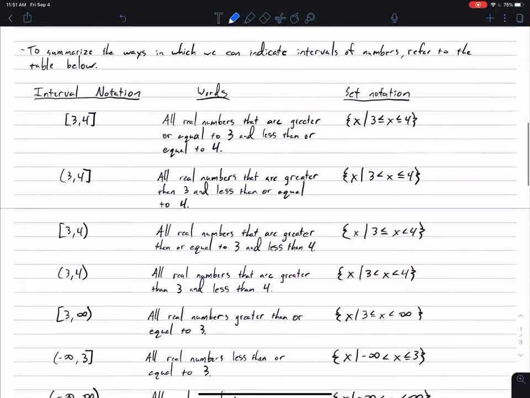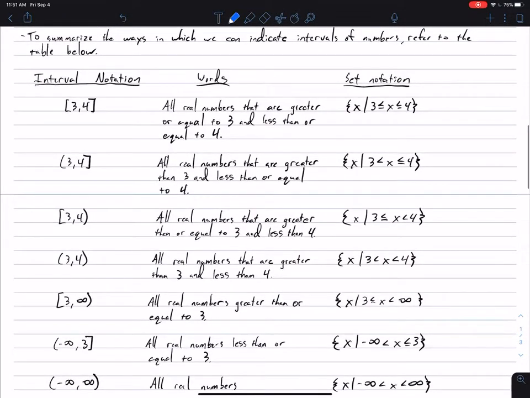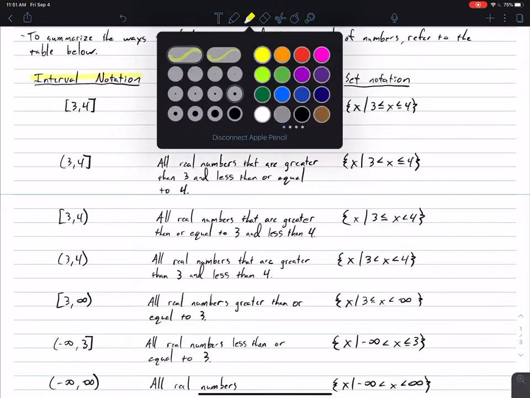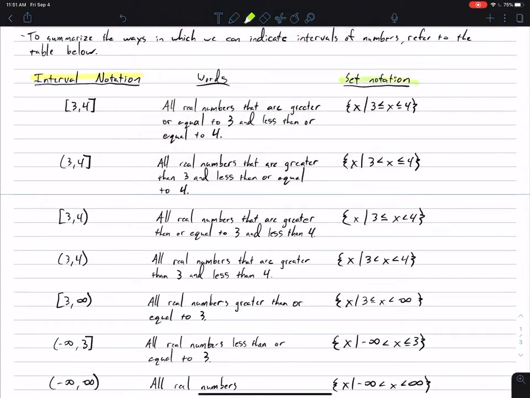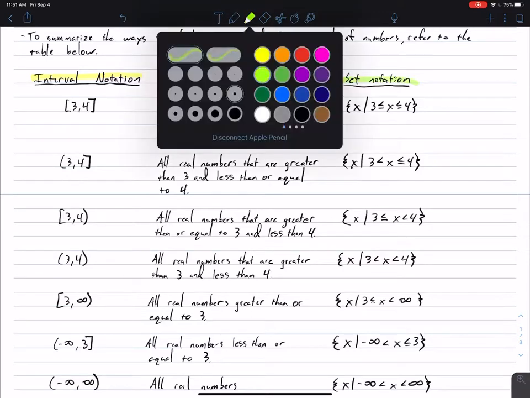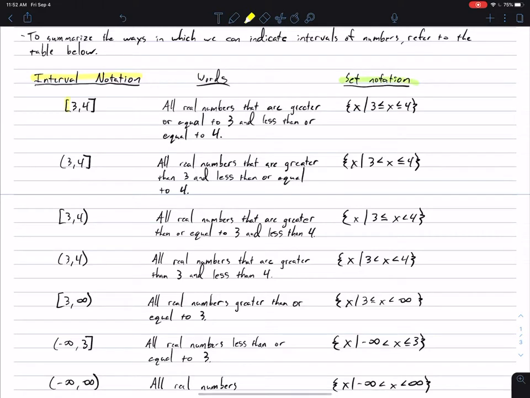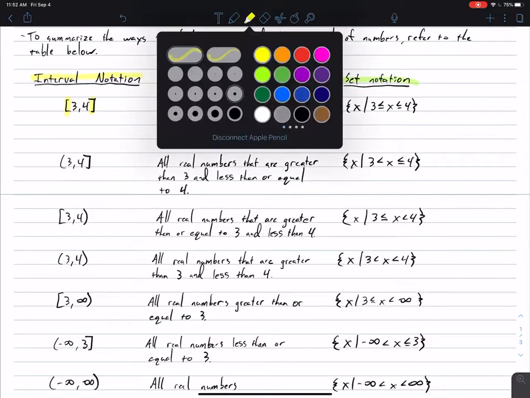Now, this chart is just going to summarize interval notation and set notation, or set builder notation, for us. My interval notation is on the left, and my set builder notation is on the right. The words that we would use to describe it are in the middle. I want you to take a look at this interval notation, this 3 and 4 with brackets. You'll notice that it's all real numbers that are greater than or equal to 3, that's why we've got a bracket, and less than or equal to 4, which is why that bracket is there.